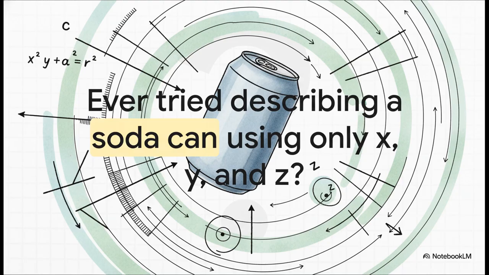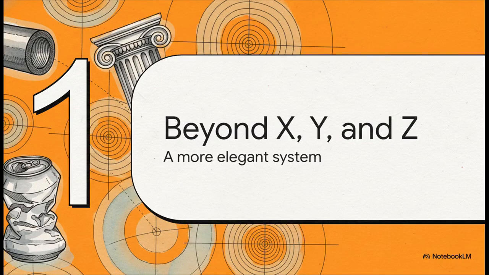I mean, just think about it. Try describing a simple soda can. In our standard XYZ world, you're stuck with this clunky equation: x squared plus y squared equals some constant. Yeah, it works, but it feels so unnatural, right? The coordinates just don't fit the shape. There has to be a better way. And of course there is.